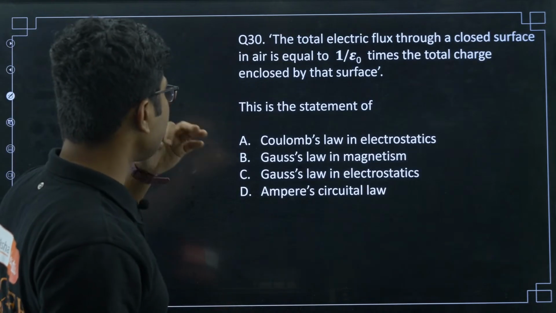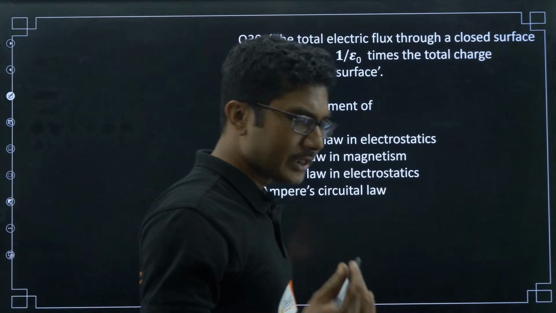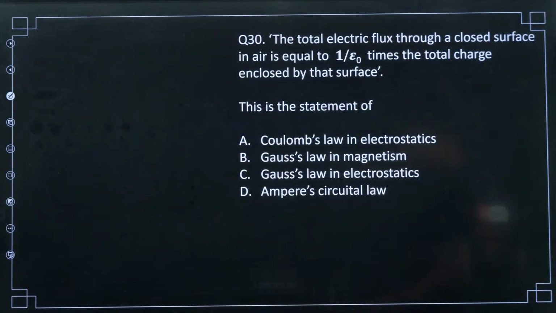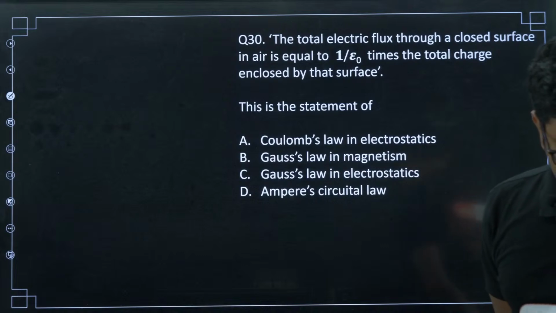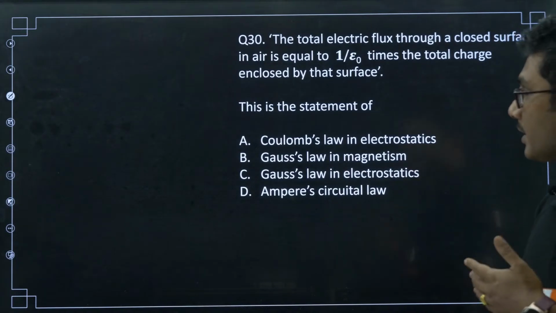Now, again question number 30. Let us check the last question. I am giving you 2 minutes to answer this easy question. The total electric flux through a closed surface in air is equal to 1 by epsilon naught times the total charge enclosed by that surface. This is the statement of... Rocky, Karthik, Krutik, now answer question 30.